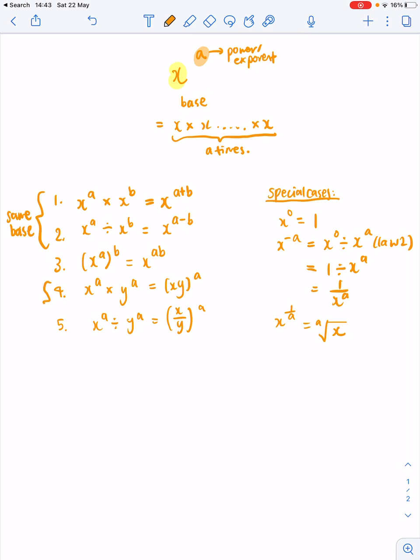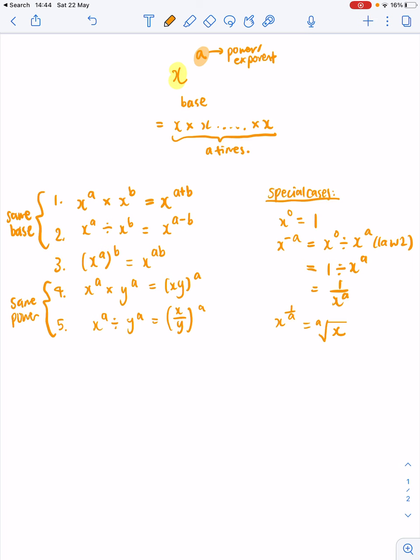Laws 4 and 5 are when I have the same power. You'll notice that instead of adding up the bases, like in law 1, we don't do that. We multiply the bases instead. This is also true for divide, where we divide the bases, while the power stays the same.